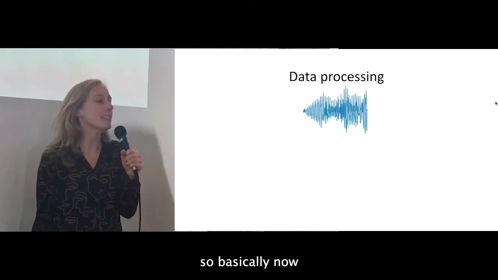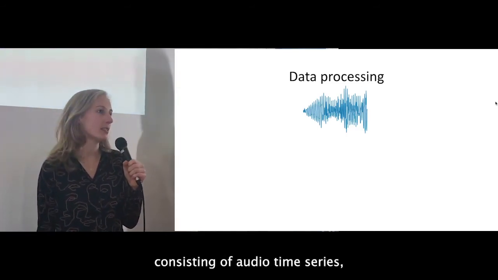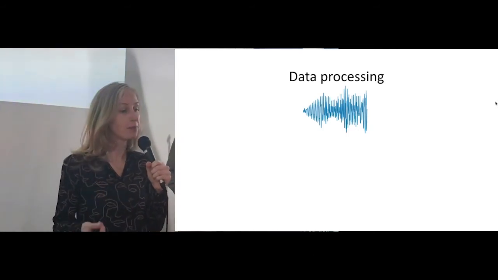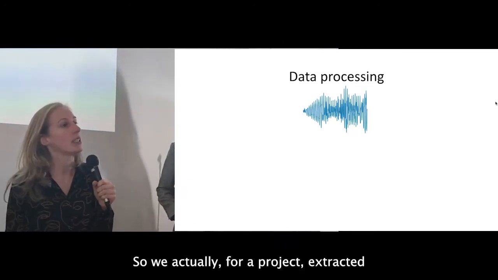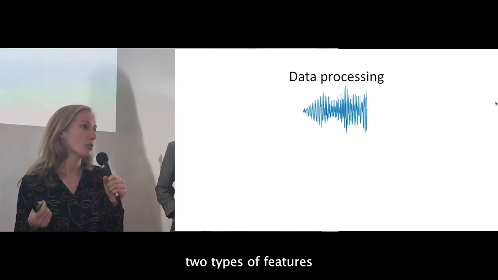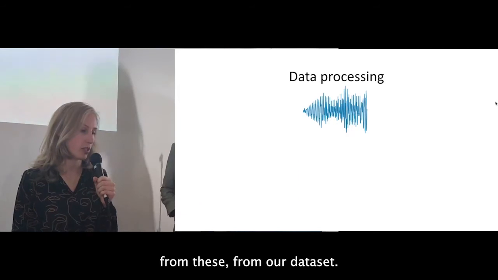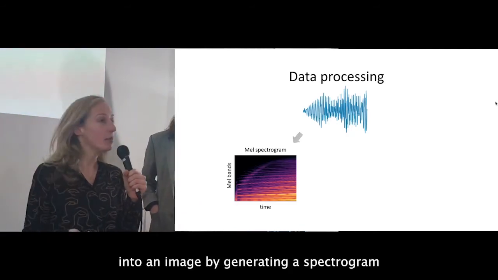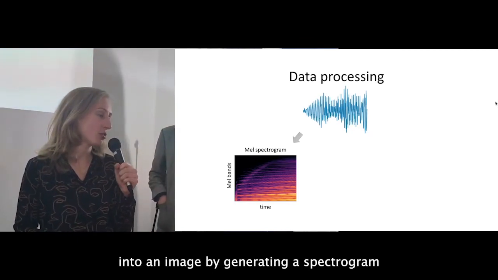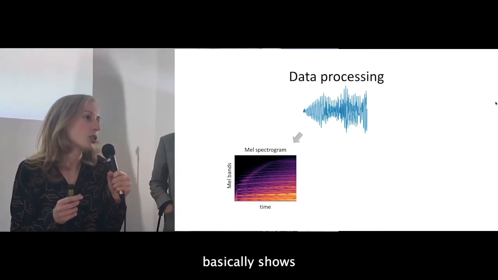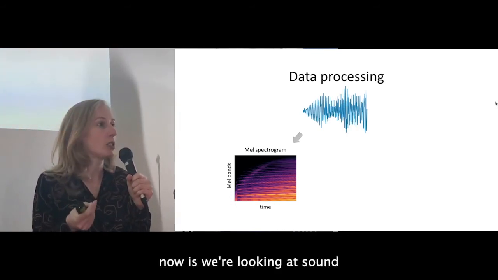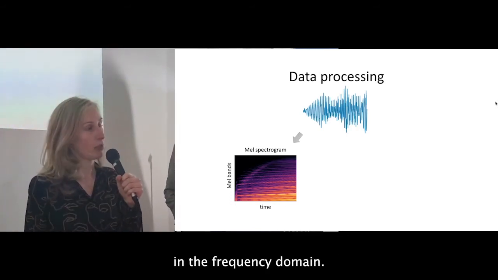So yeah, basically now we ended up with a data set consisting of audio time series, but most deep learning models don't deal with audio in its raw form. So for our project, we extracted 2 types of features from our data set. Audio is usually converted into an image by generating a spectrogram. And a spectrogram basically shows the amplitude against the frequency. So what we're looking at now is sound in the frequency domain.